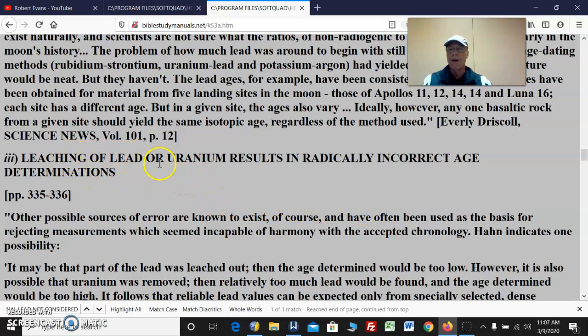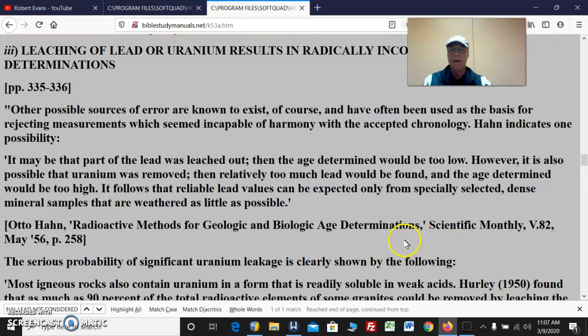Leaching of lead or uranium results in radically incorrect age determinations. Other possible sources of error are known to exist, of course, and have been used as a basis for rejecting measurements which seemed incapable of harmony with the accepted chronology. Hahn indicates one possibility. Otto Hahn: It may be that part of the lead was leached out. Then the age determined would be too low. However, it also is possible that uranium was removed. Then relatively too much lead would be found.